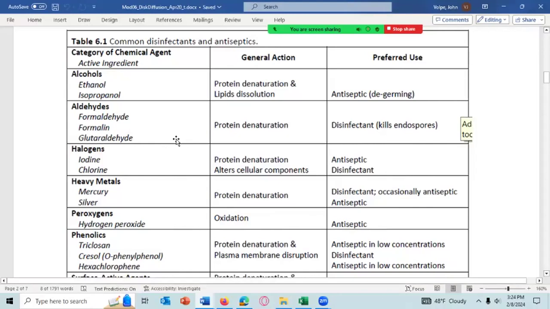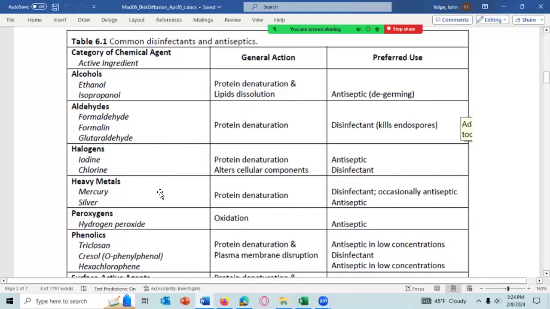Formaldehyde, formalin, and glutaraldehyde. I don't think many homes have any of those. Halogens are actually found in your home, like tincture of iodine is used as an antiseptic. Chlorine bleach is used as a disinfectant. So those are two halogens.